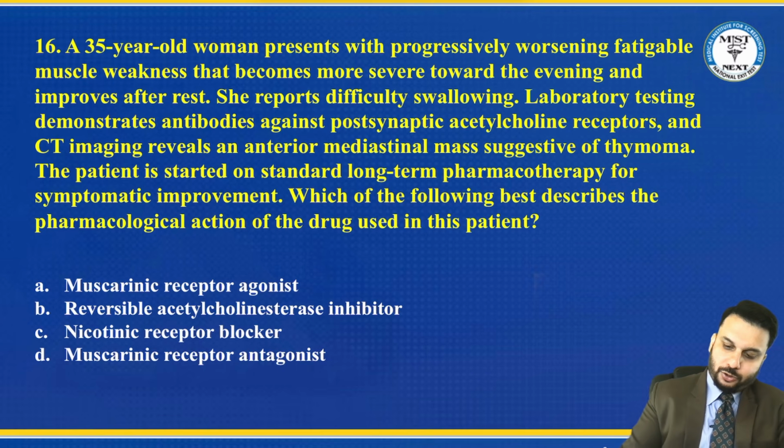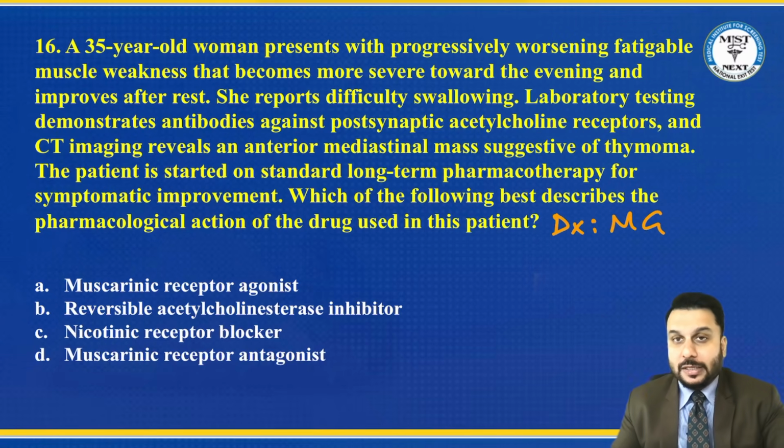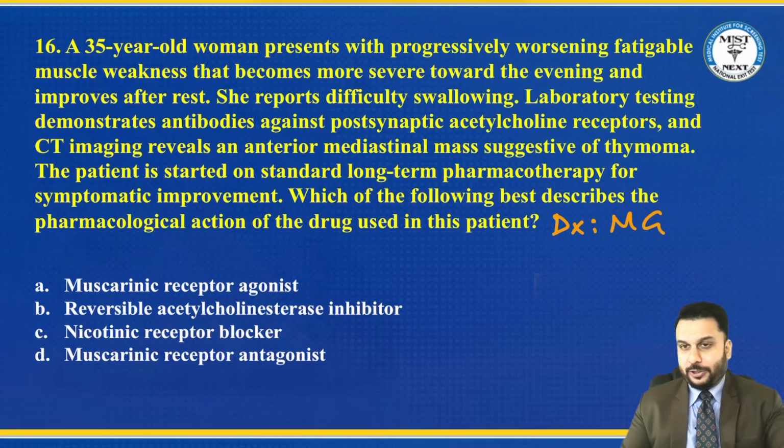All right. So based on the things that have been given here, it's a classical case of myasthenia gravis. Why? Because the muscle seems to be relaxed. That is what is happening. That's why there is muscle weakness given in the second line. That becomes more severe towards the evening and improves after rest. Thymoma is a strong association pathology with myasthenia gravis that you can't forget. So what is the question asking in the end is, which of the best describes the pharmacological action of the drug used in this patient?